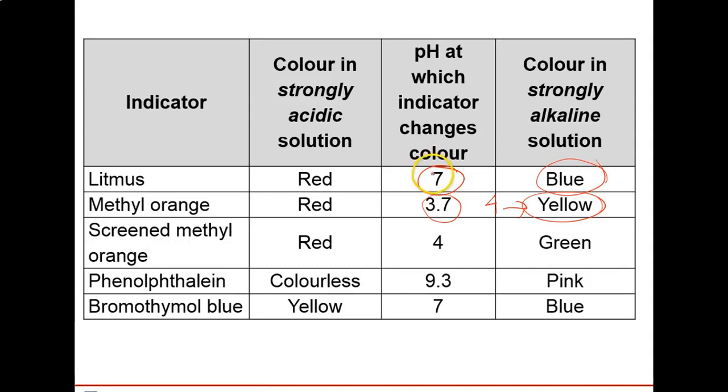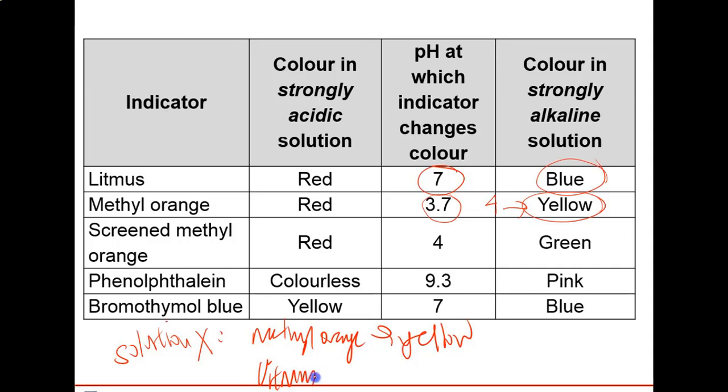Okay? But if when I use litmus, I get a red color solution. So this solution X in methyl orange is yellow. In litmus, it is red. Because it is yellow, it must be pH more than 3.7. Correct? The pH must be more than 3.7, must be above 3.7.